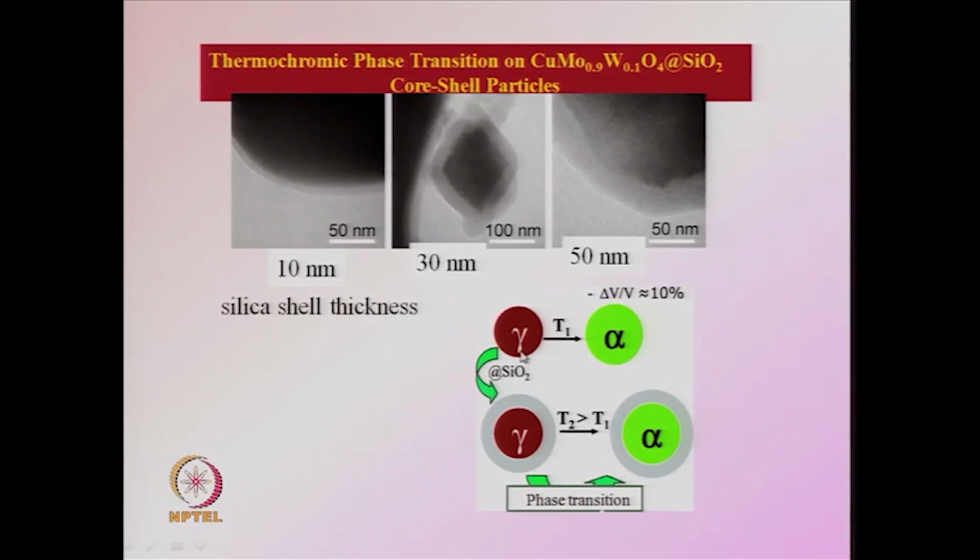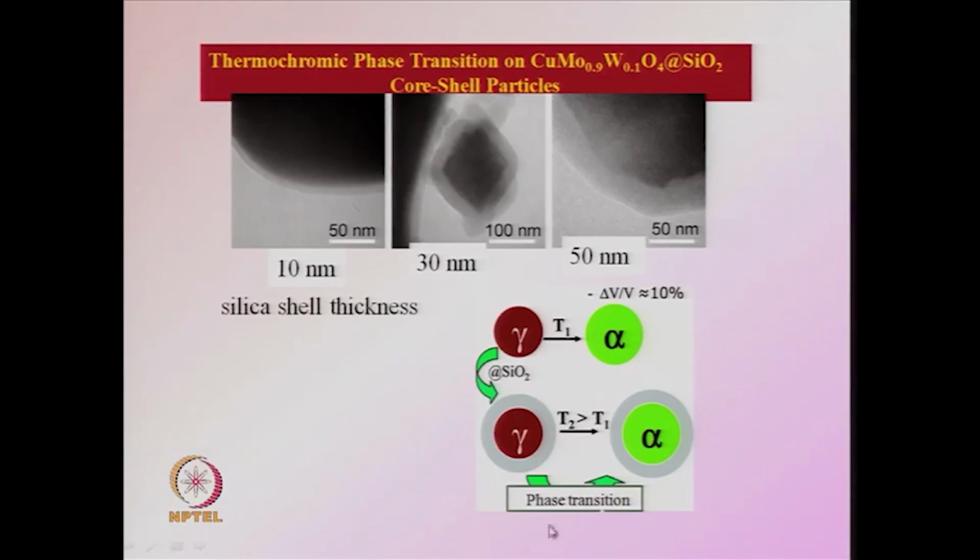Now, one property of the core particle, the copper, molybdenum, tungsten oxide, is that it is normally stable in what is called the gamma type of structure, and when you heat it up, this structure changes to what is called the alpha structure. So, this oxide is stable in two forms, the gamma form and the alpha form, depending on the temperature. Now, there is a transition temperature, because it is undergoing a structural transition.